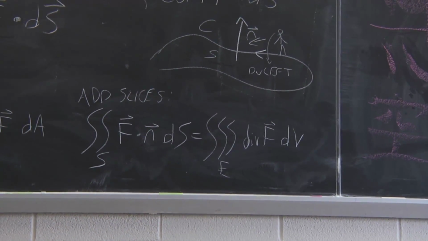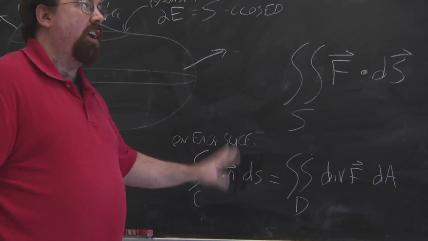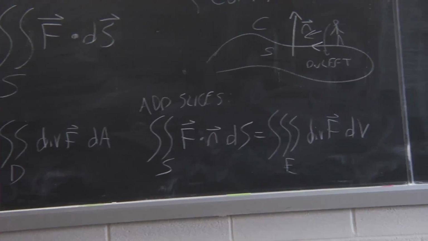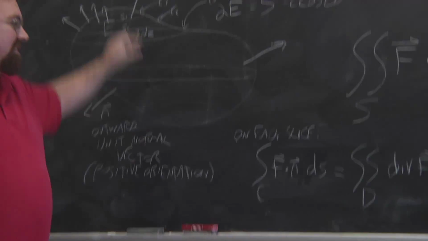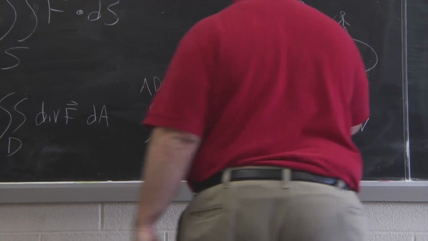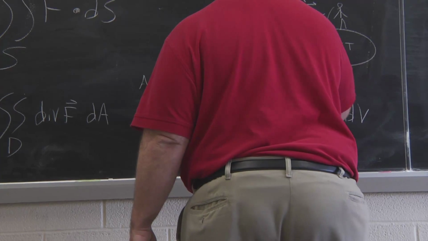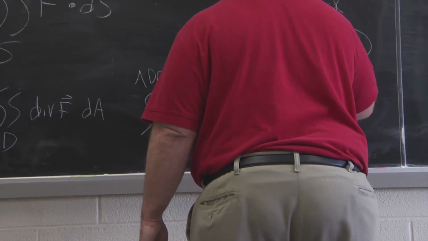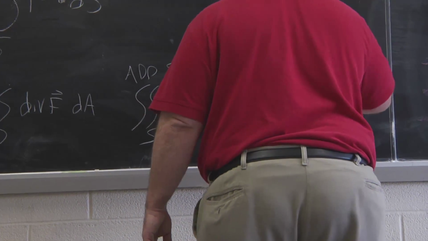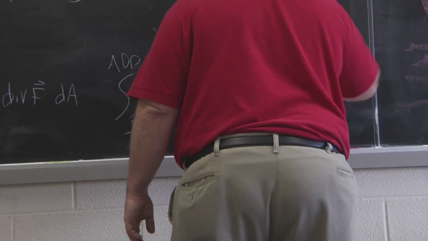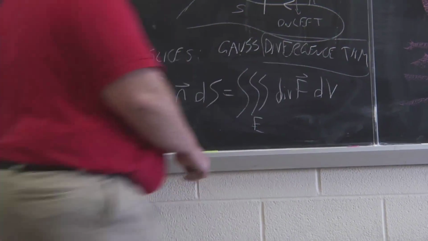So this is what's happening on each slice. On each slice you're applying Green's theorem, sum them up, times this slice thickness dz, and what you get is this result. This is the divergence theorem. I'll give a full name: the Gauss divergence theorem. But often it's just called the divergence theorem.